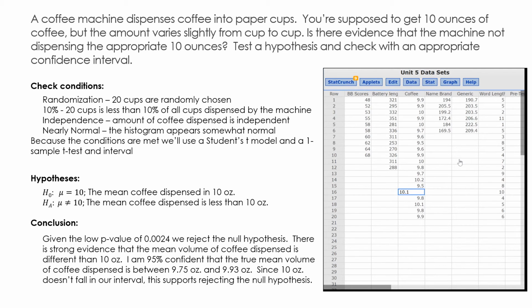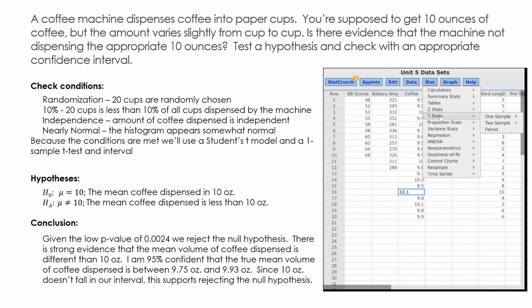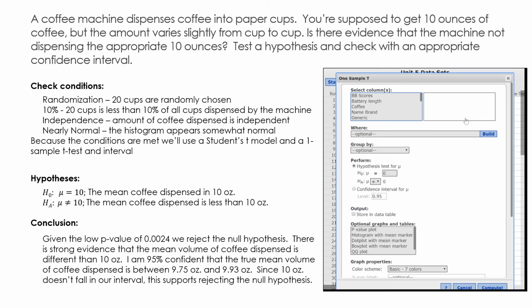Hypotheses, I'm looking at, is there a significant difference from the 10 ounces that we expect? So remember, the alternative would be not equal to 10. And it's a means question, so I'm using mu instead of p. And then I have to do all of my calculations in StatCrunch. So I'm going to go to stat, and in this case, this is a means question, so I'm not using proportion, but t-stats, one sample with data, because my data is already in StatCrunch.